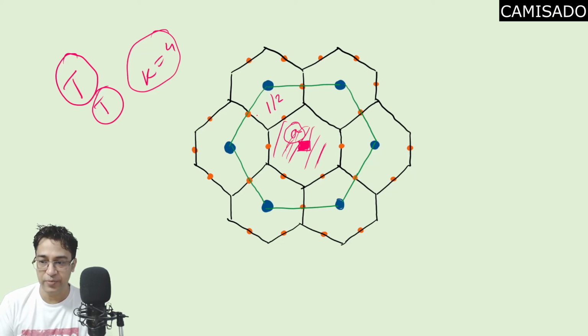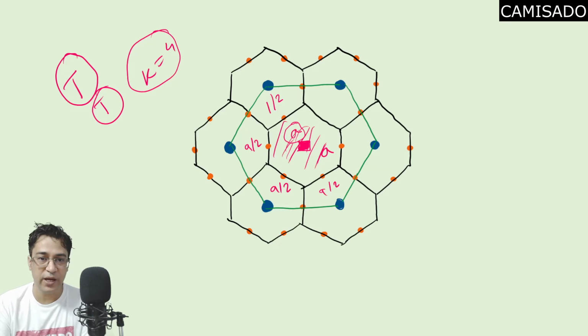So if we consider this a, this will be a by 2, a by 2, and a by 2. And here we have to notice that these are the transportation lines. The transportation lines have been drawn in such a way that they cover maximum possible settlements.